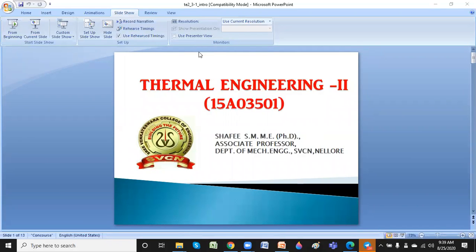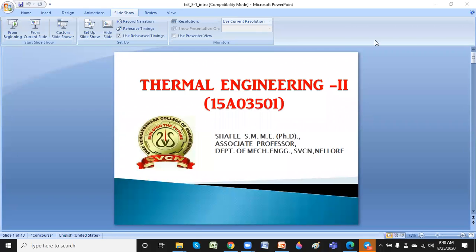Okay. So, I think last class what we discussed is all the basics about what we are going to learn in the thermal engineering 2 subject. And I have dealt with what is known as a steam power plant. And I have explained in a schematic or a block diagram how the steam power plant looks like. And similarly, we have seen the steam and the properties of steam.